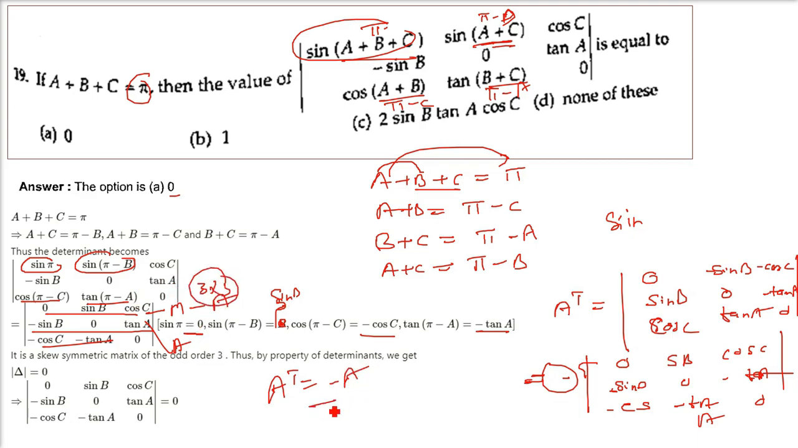So we have a 3 by 3 matrix, and since this matrix is skew symmetric and the order is odd, the determinant has to be 0. This we have already seen.